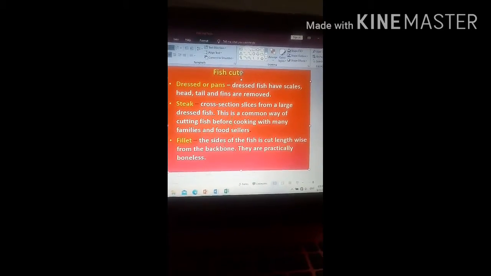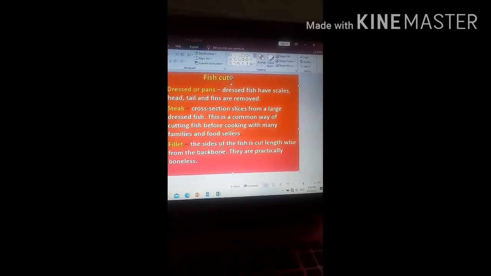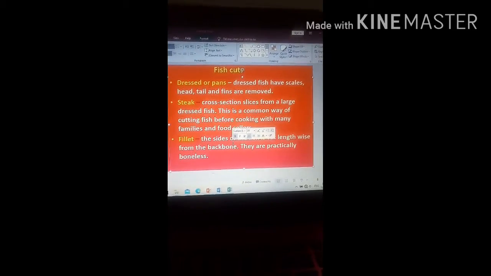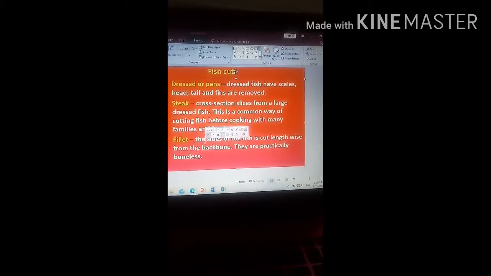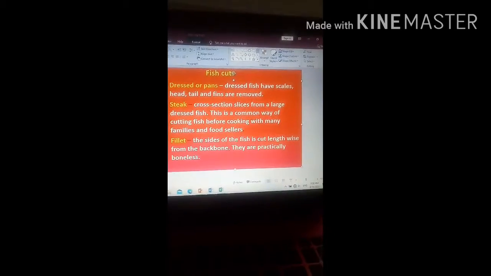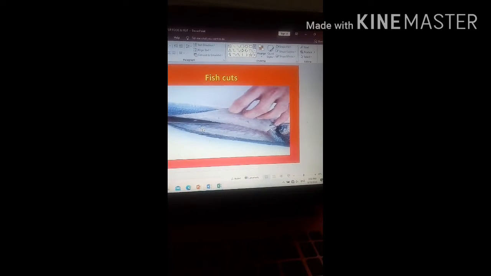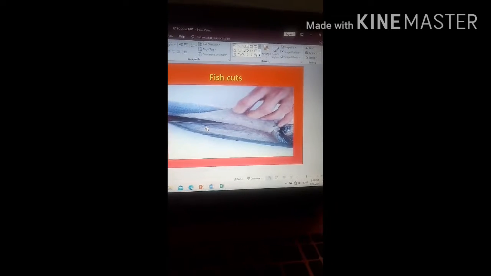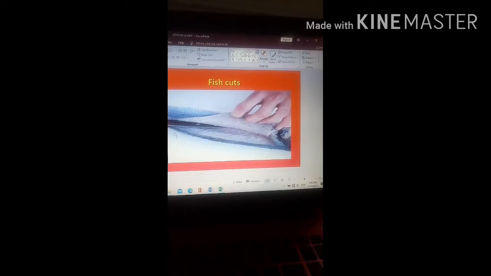Then the next fish cut is called the fillet. The fillet is when the side of the fish is cut lengthwise from the backbone. With this kind of cutting, the fish that are used for fillets are usually practically boneless. So this is an image of a fillet. They cut it lengthwise. It's boneless. So this is fillet.